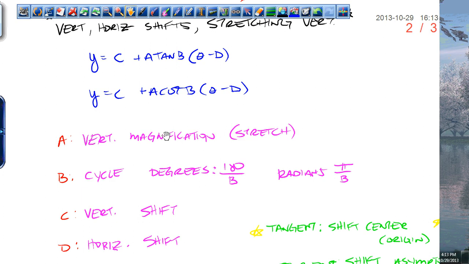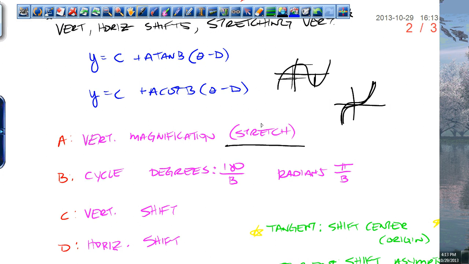We don't like to say amplitude because tangent doesn't have an amplitude. It's not wavy, right? Sine and cosine were wavy, so that has an amplitude. But tangent, remember, there is no amplitude, there is no wave. So we call it a vertical magnification or just a stretch.